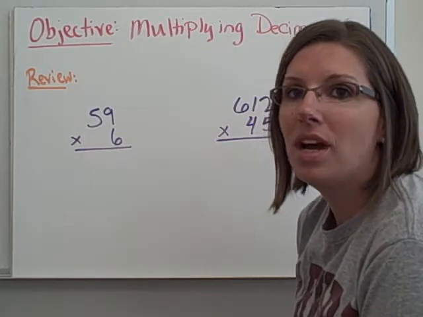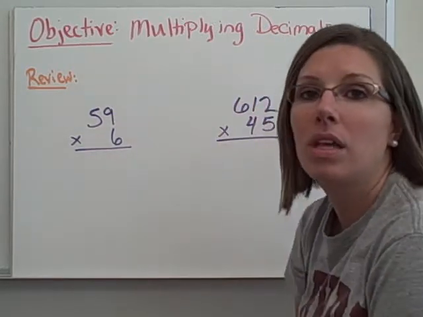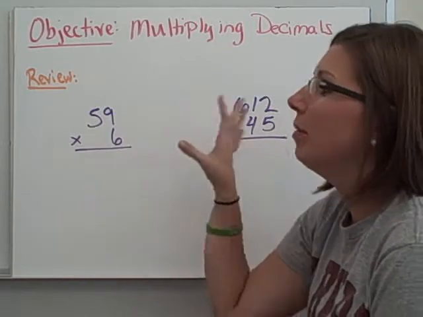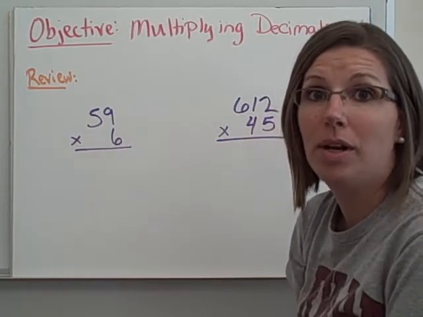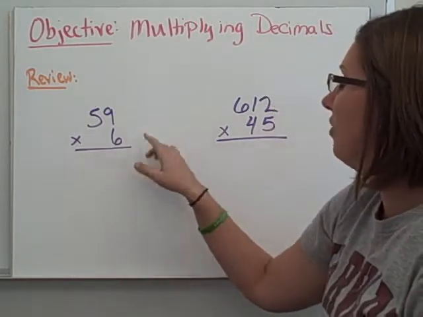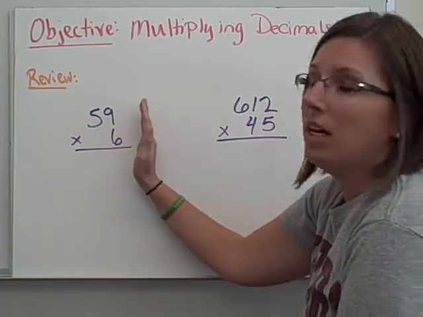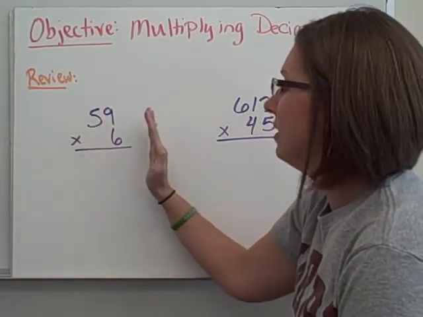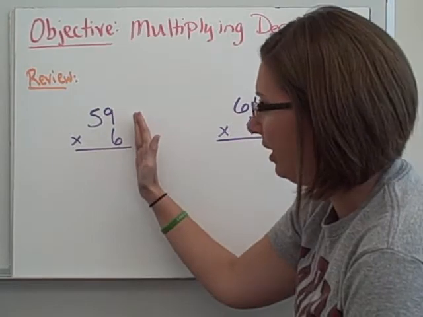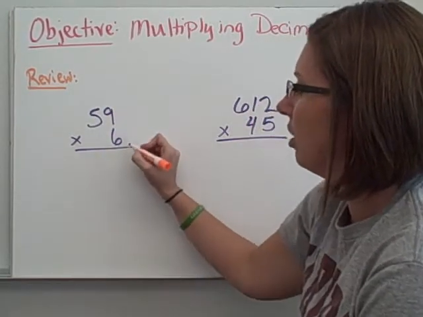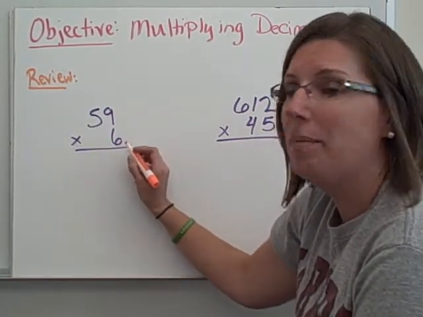Hey guys, today we're going to talk about multiplying decimals. Let's review and start off by talking about multiplying whole numbers. So when we have a multiplication problem, we line up the problem to the right side, so we justify everything to the right, and then we go ahead and start multiplying, starting with this bottom number.